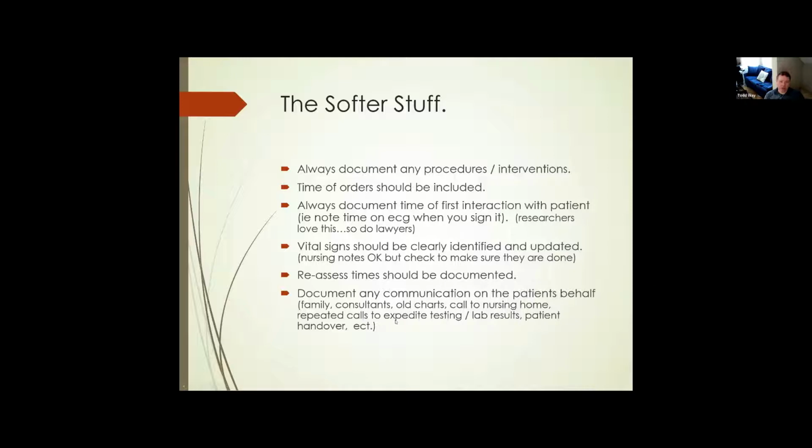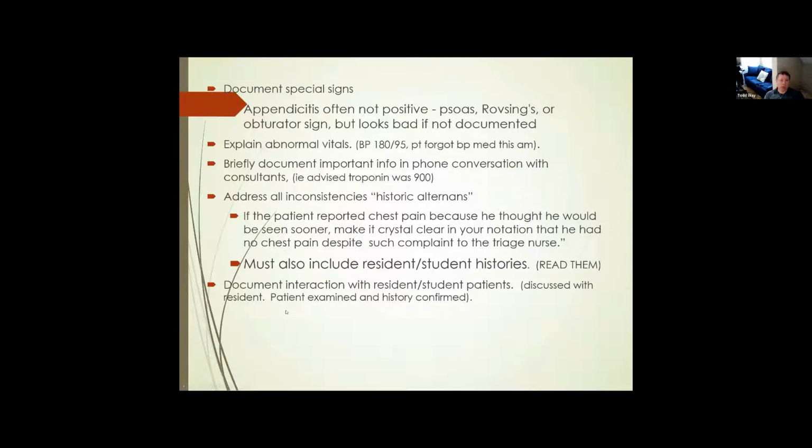A lot of these things are in the chart, for example, the order for a CT or the consultant referral. But things like calling the nursing home or, if the CBC is taking a long time to come back, you should probably document the time that you called the lab to look for that particular item. Special signs should be on there. So again, that's your positive or negative. So Rovsing's and obturator signs are often positive in appendicitis, and we've all been taught that we're supposed to look for those things. So if they're not on there, then it just looks a little bit sloppy.